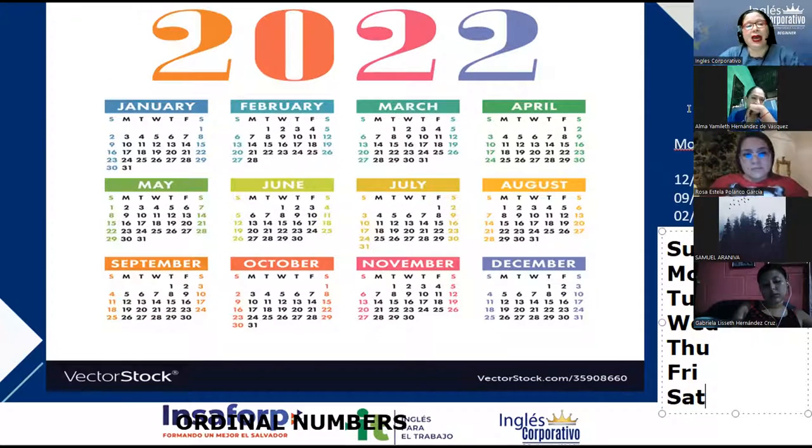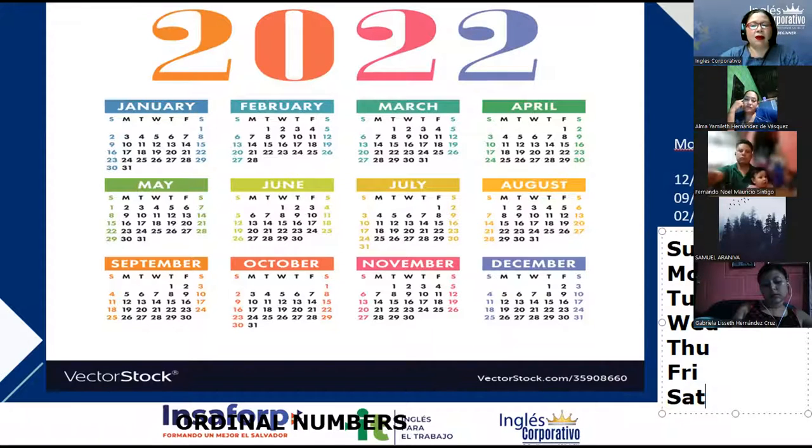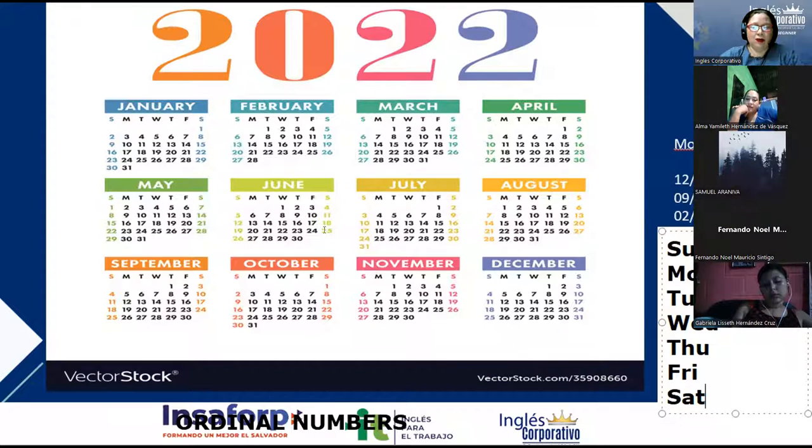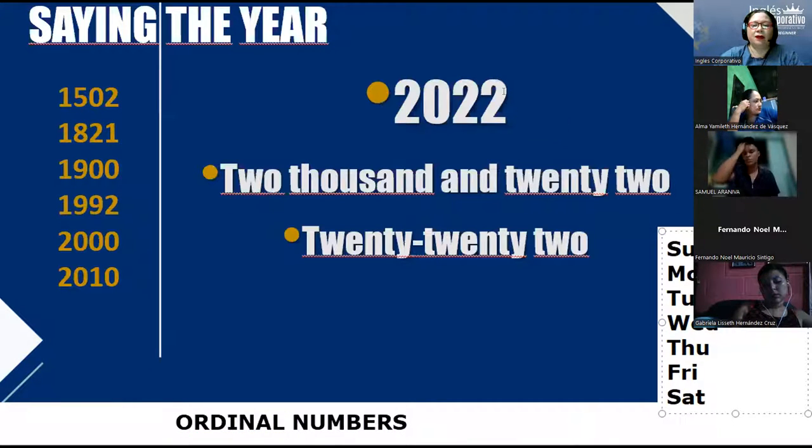En este lado del inglés americano, okay, tenemos que primero vamos a decir the month, okay? The month, then the date, and then the year, all right? First, the month, then the date, and then the year. Okay, so let's learn how to say the year. Let's learn how to say the year.